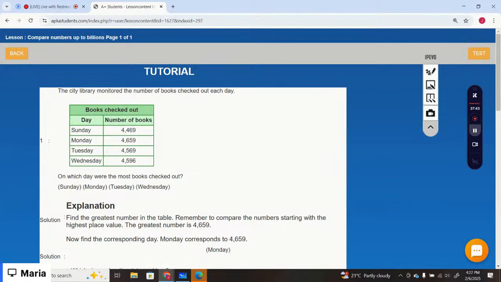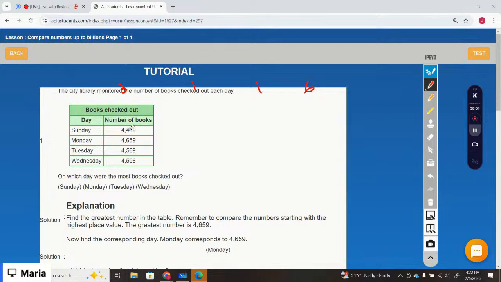The city library monitored the number of books checked out each day. On which day were the most books checked out? So you have to compare the numbers. You have to see on which day the most books were checked out. So look at the numbers.